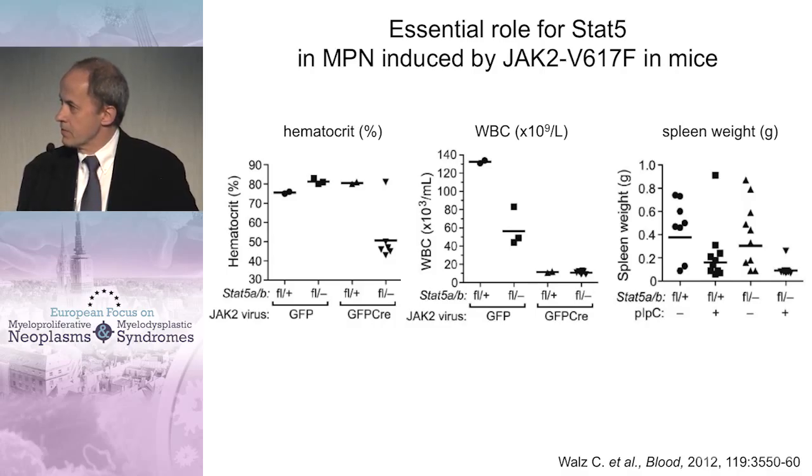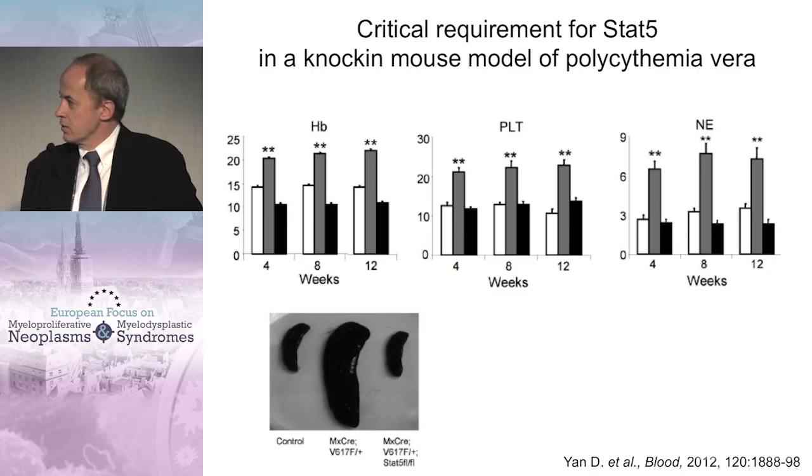selectively deleted STAT5. And you can see that the hemoglobin, hematocrit normalized, except for an outlier here. Also the white blood counts were affected, and the spleen size normalized. So clearly in this model, the phenotype of V617F-driven MPN was dependent on the presence of STAT5.